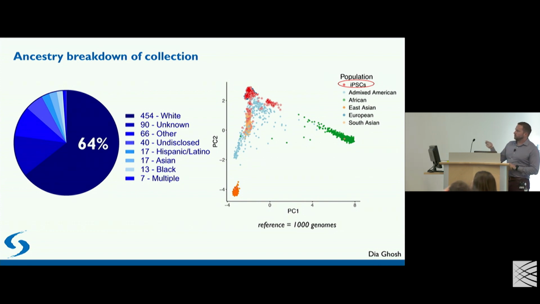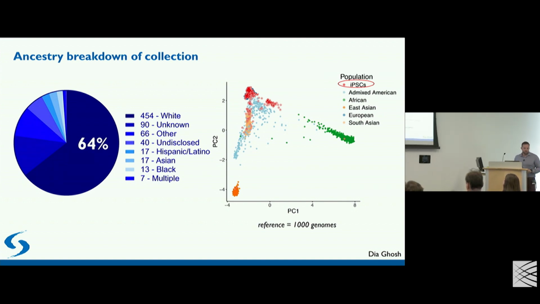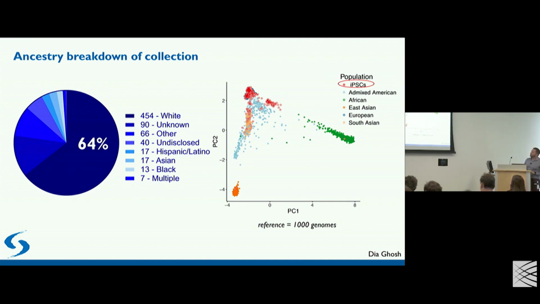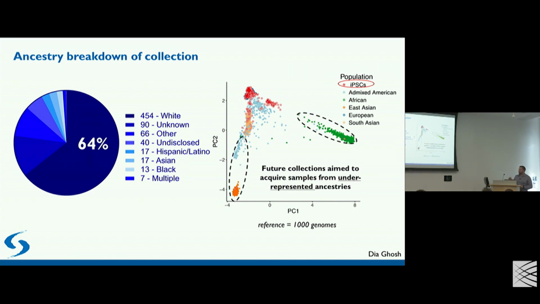Thanks to the help of Dia and Stephen McCarroll's group, if we plot the genetic data from our samples using the 1,000 Genomes as a reference, you can see the majority of our samples are still sitting in the European ancestry with a few admixed populations, and then very limited in the South Asian and African cohorts. But we are primarily focusing future collections to acquire samples from these underrepresented ancestries, and those are getting underway and establishing that direction now. So hopefully as the years come, we will be able to really come down to these two little islands and build a bridge in our genetic collection.